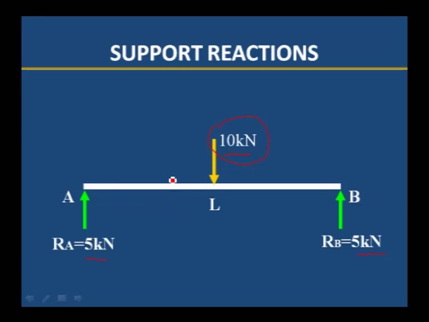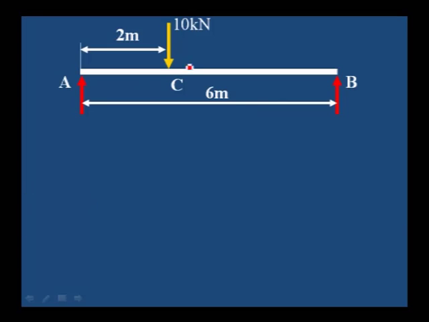In any case, whatever the downward forces are acting, whether it is a point load or a uniformly distributed load, we have to calculate the reactions in such a way that the upward forces, that is the support reactions, should be equal to the downward forces. That is the concept. Now in this case it is a beam with 10 kilonewton acting at 2 meter from the left support, that is A.